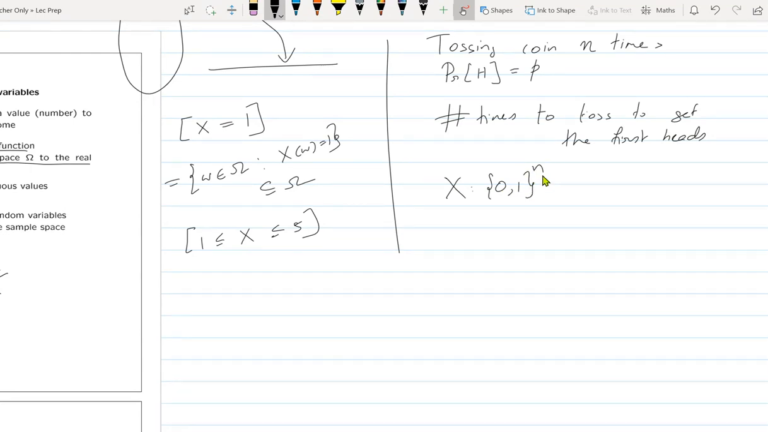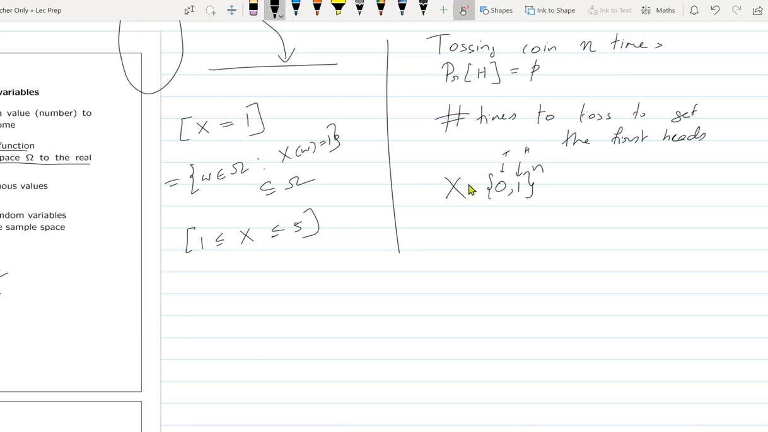Sample space is something very simple. It is the number of all possibilities of the experiment. That is, if you have n tosses, each toss can be heads or tails. 1 means heads, 0 means tails. And there are 2 raised to n possibilities. That is the sample space. Sample space is always simple. It is the number of all possibilities.